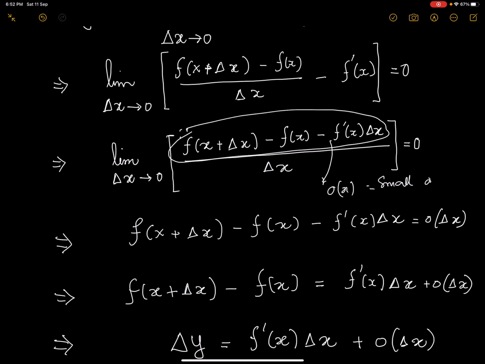So now this part you know is Δy. So Δy is f'(x) into Δx plus o(Δx). So this small o is the error part. So when Δx goes to 0, this goes to 0 much faster than Δx. It just vanishes comparatively.